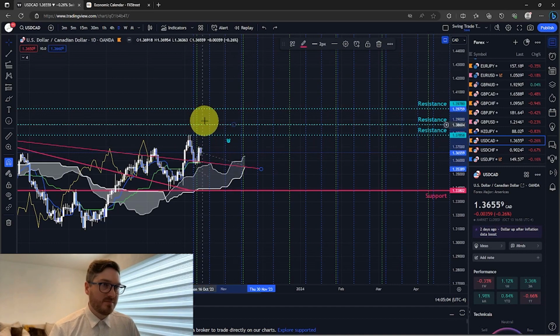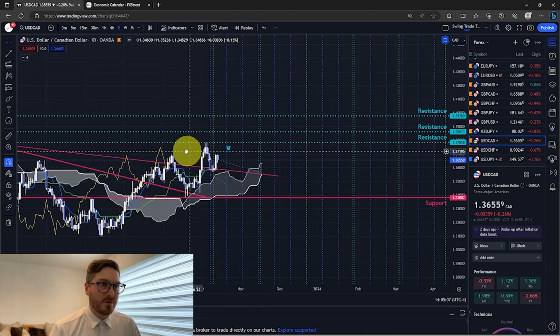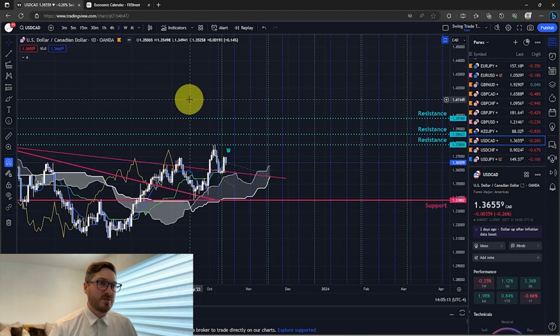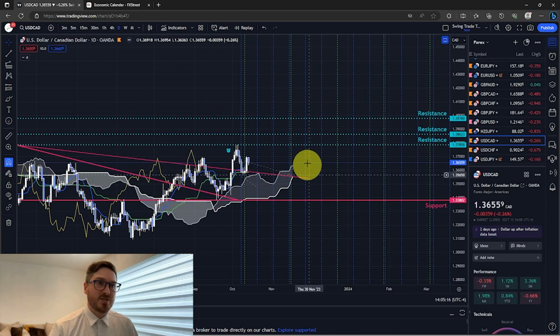So I am expecting more upside on this pair, but we're going to need to wait for a break of this resistance level, which is the 1.37858 level. And so until we get that, guys, I'm expecting this just to be a ranging market this week.